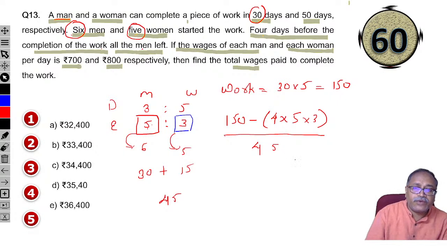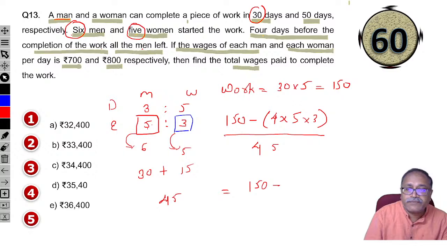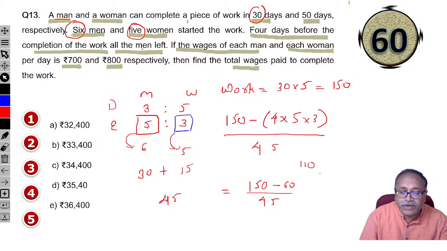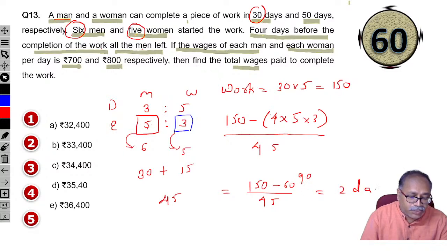So divided by 45. So what I notice is 150 minus 4 into 3 is 12... that is, 150 minus 60, which is 90, divided by 45, which is 2 days. That means they together worked for 2 days.